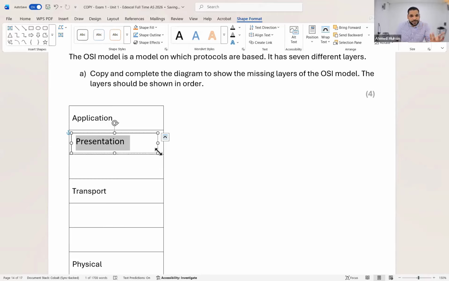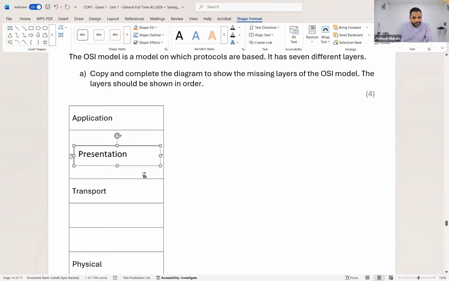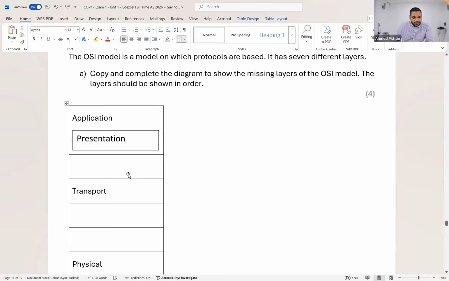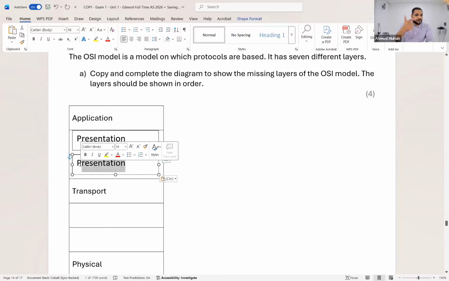If it's a website, it will be HTTP, HTTPS. If it's uploading or downloading files, FTP. If it's email, SMTP. Then in presentation, 3 things happen: encryption, translation, and you want to reduce the file size before transmitting it, right? Compression. So in presentation, 3 things happen: encrypting, translating, and compressing.